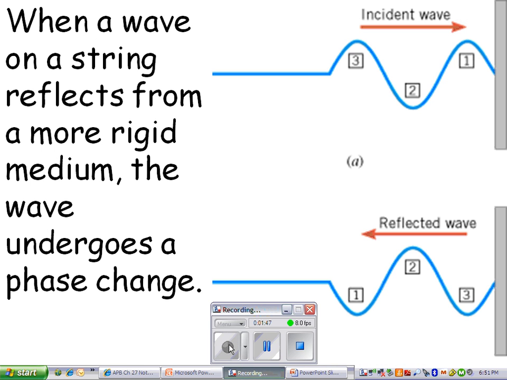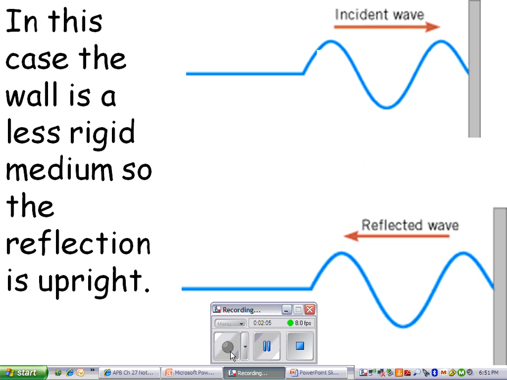In order to understand what's going on, we have to understand how waves reflect off of boundaries. When a wave on a string reflects from a more rigid medium, the wave undergoes a phase change. In other words, it goes from a crest here, and then when it bounces off, it comes out as a trough. In this case, the wall is a less rigid medium, so the reflection is upright. If this wall is less rigid than the medium out here, the wave comes in as a crest, goes out as a crest. This is important to remember to understand thin film interference.